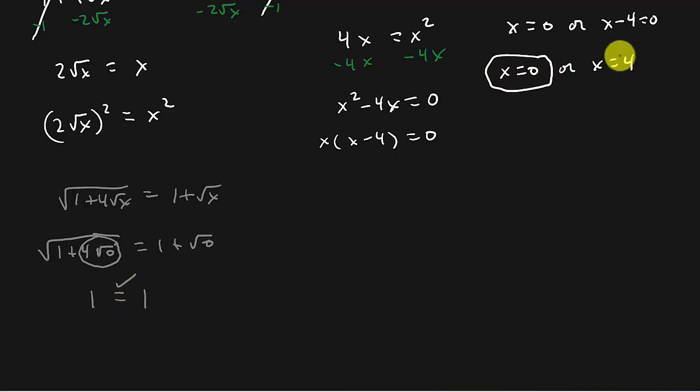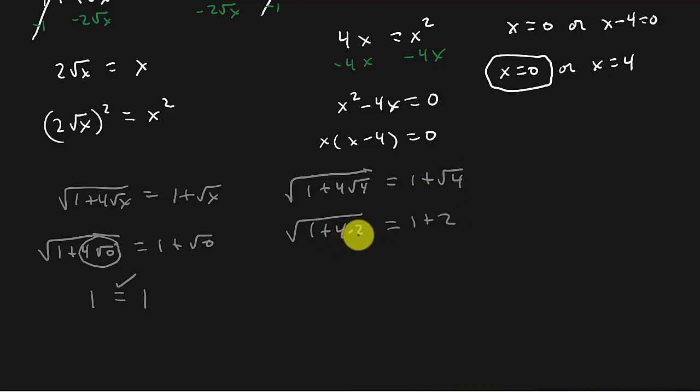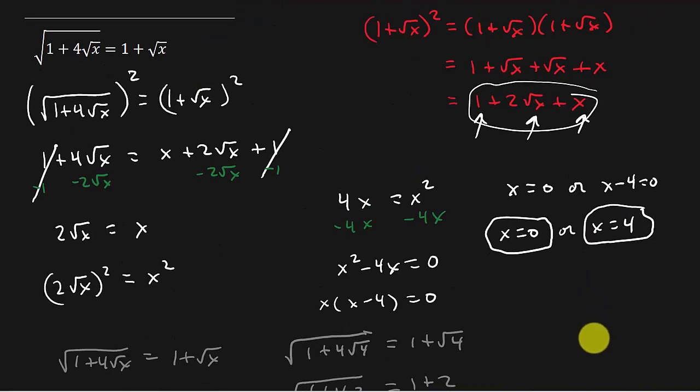And now we have to check the x equals 4. And so that's the square root of 1 plus 4 square root of 4 equals 1 plus square root of 4. And so this is the square root of 1 plus 4 times 2 equals 1 plus 2. Now this is 4 times 2 is 8, plus 1 is 9, square root of 9 is 3, 1 plus 2 is 3. And so that one checks also, so they both worked in this case. And so there's your two answers.